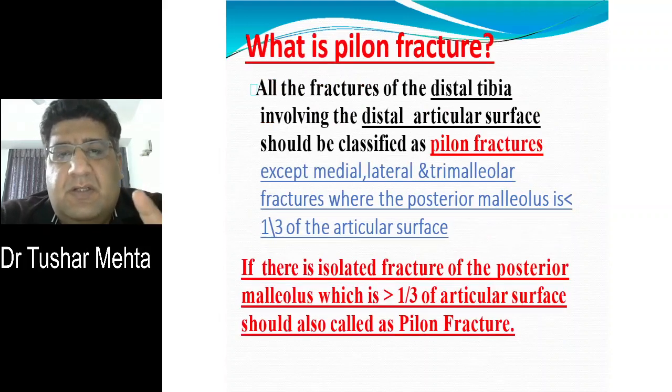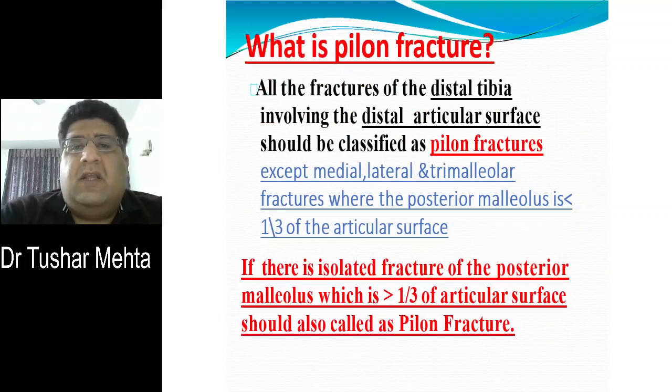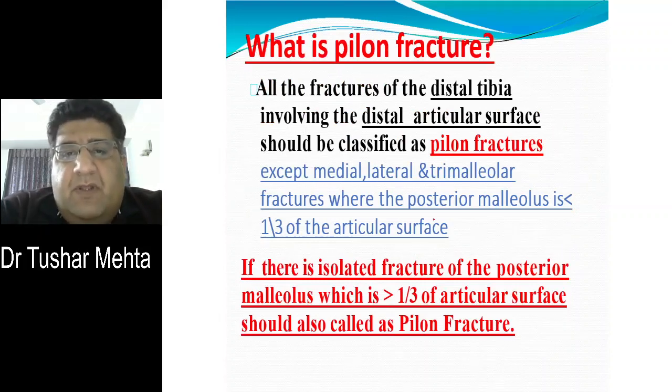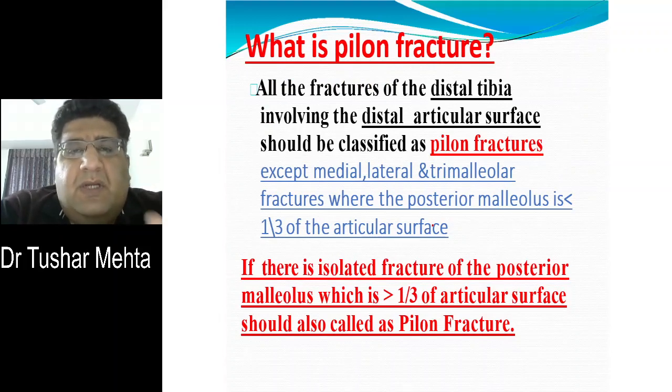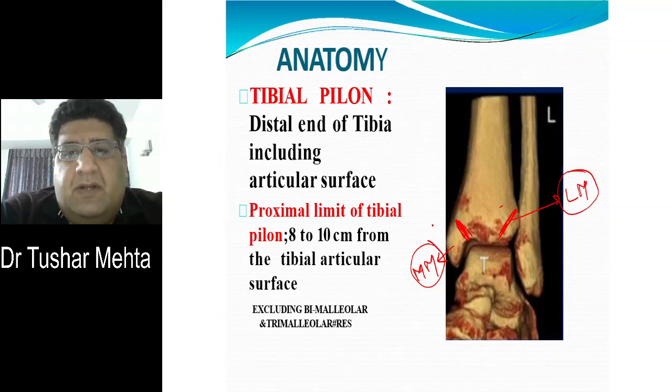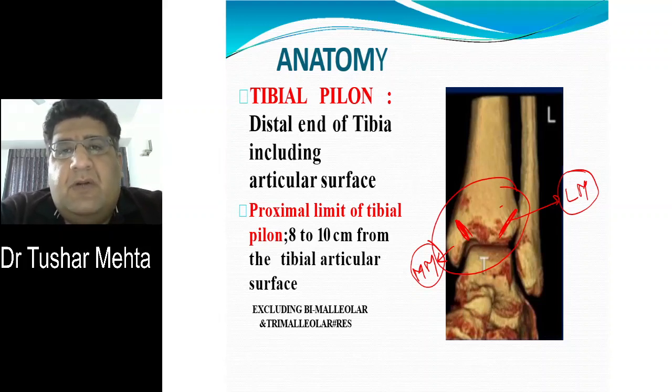But there's a demarcation. What is the demarcation? In a trimalleolar fracture, if the posterior malleolus fragment is less than 1/3 of the articular surface, we will not include it. Are you able to understand my point? So a distal tibial articular surface fracture, I repeat my words, is pylon fracture minus bimalleolar fracture minus trimalleolar fracture, particularly when the size of the posterior malleolus fractured fragment is less than 1/3 of the articular surface.